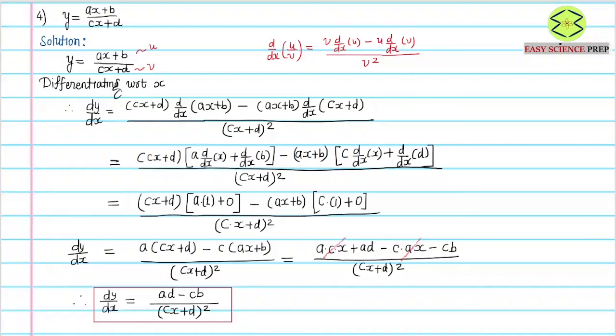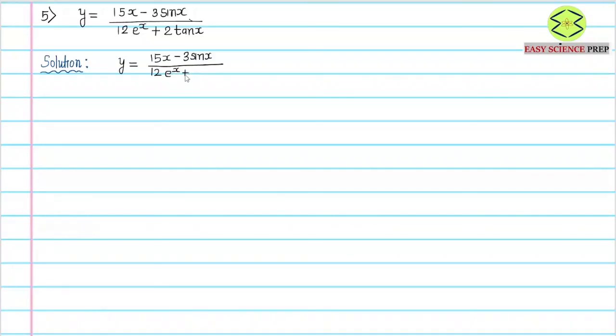Let me take one more example. Suppose we have (15x minus 3 sin x) divided by (12 e raised to x plus 2 tan x). A very simple example again. We have to simply apply the same procedure. We have y equal to (15x minus 3 sin x) over (12 e raised to x plus 2 tan x), and let's do the differentiation.